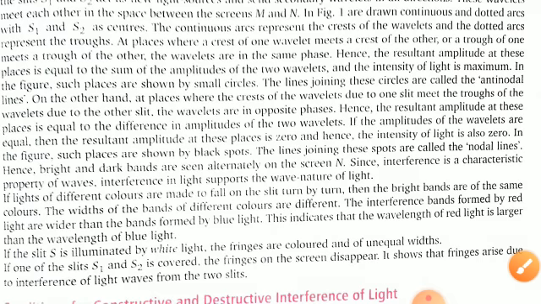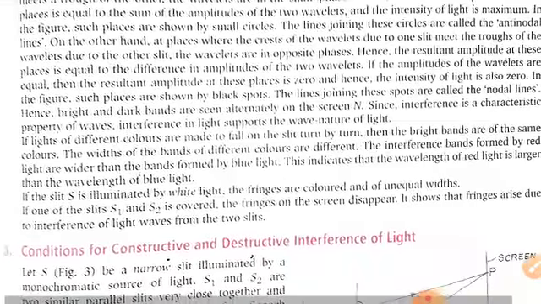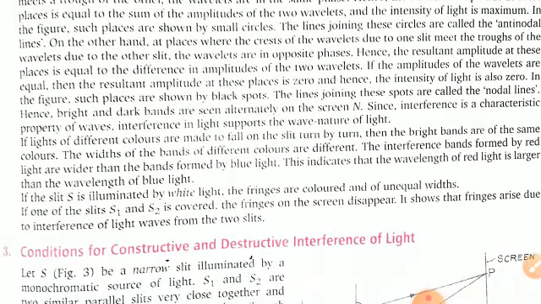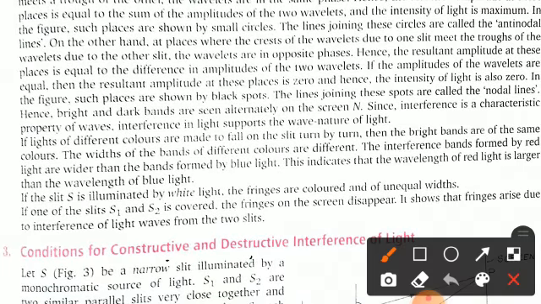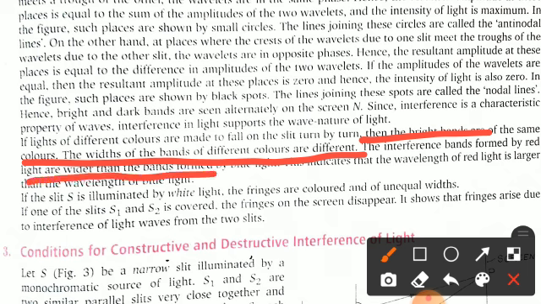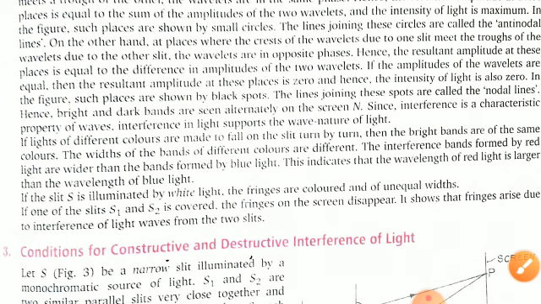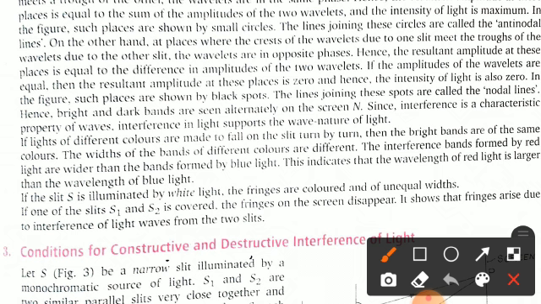Now if light of different colors is made to fall on the slits, in place of monochromatic light, what will happen? Then the bright bands are of the same colors, but the widths of the bands of different colors are different, so there is a change in the fringe widths. The interference bands formed by red light are wider than the bands formed by blue light. Clear? This indicates that the wavelength of red light is larger than the wavelength of blue light.